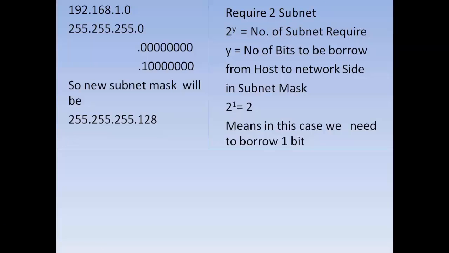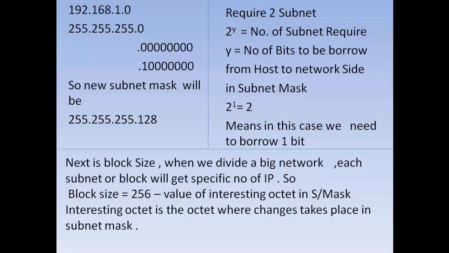Next, when I divide a big network into 2 portions, naturally every block or every subnet, 2 different subnets, will have a specific number of IPs in each block. Next is the block size. What will be the block size? How many IPs can exist in a single block? When we divide a big network, each subnet or block will have a specific number of IPs. So what will be the block size?